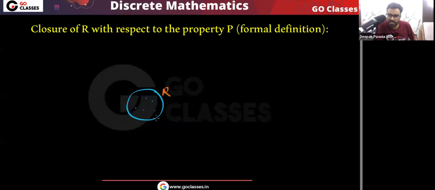So if this relation R does not satisfy property P, then to obtain the closure of R with respect to this property, what will I do? I will add something to R. But remember, I will add the minimum number of necessary pairs only. I will be adding only the necessary pairs. Let's assume that these are the necessary pairs that I've added. Please understand these pink ones. These are the necessary pairs that I have added.